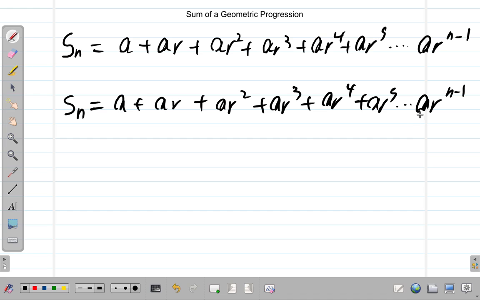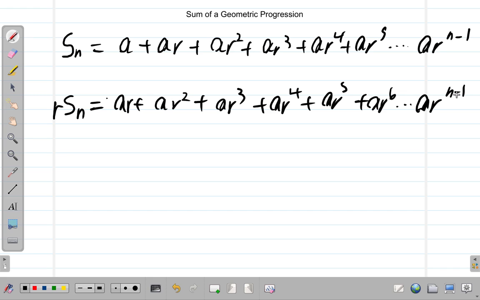Alright. Suppose you multiply the sum by r. Multiplying this by r, this would become ar plus ar squared plus ar cubed, ar to the fourth, ar to the fifth, ar to the sixth, and so on, going up.